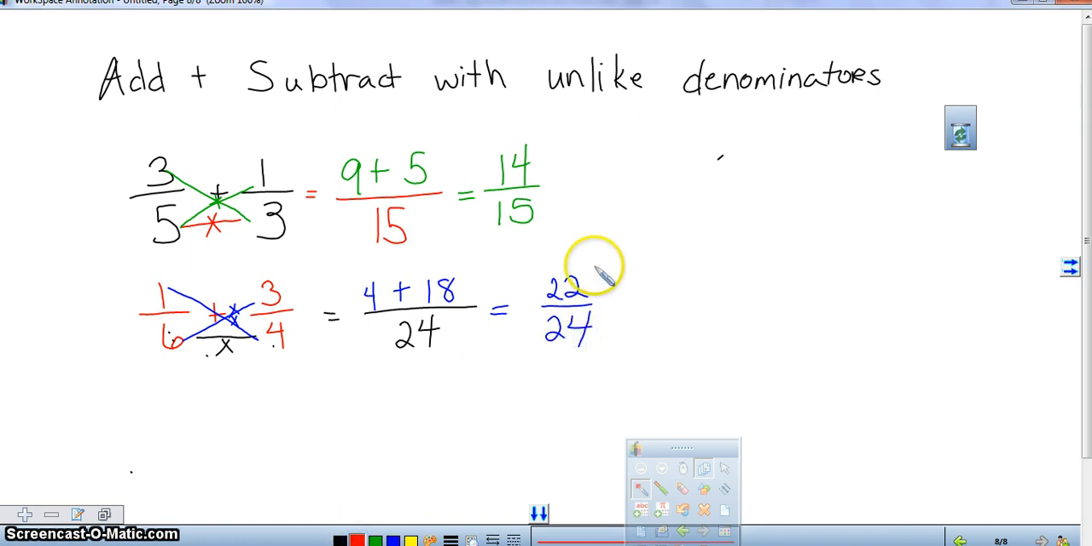Now that one's special because you have to simplify, okay? Don't forget to simplify this. I can divide by 2 and I get 11 over 12.